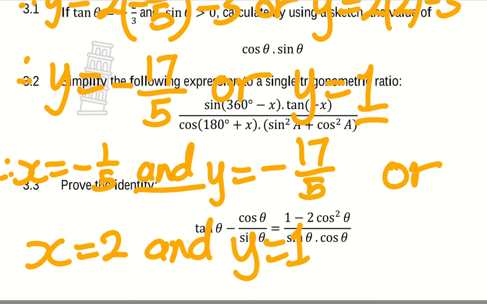Then basically that's it, guys, and I hope you really find this helpful. I know that it's going to help you a lot in terms of understanding simultaneous equations in a much easier way. Then yeah, basically this is it.